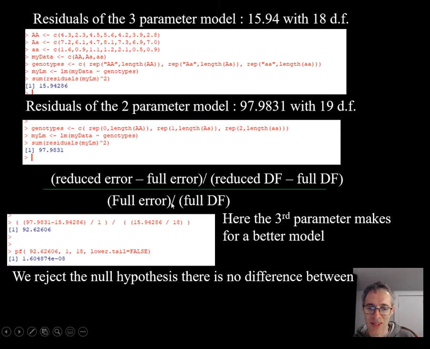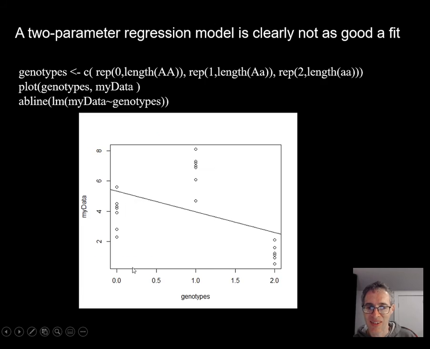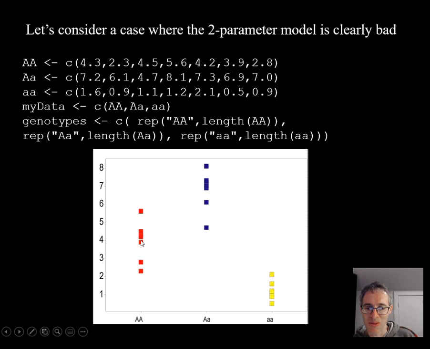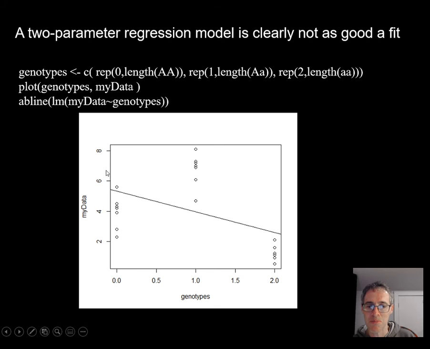And when I just grind this through the same formula in R, this number minus this number, divided by the difference in the degrees of freedom between the models, which is 1, divided by the full error divided by 18 still, now I get this. And now when I ask, is there a difference between the 2 models, I reject that null hypothesis very, very strongly. So clearly this model, where I have means for each one of these groups, is much better than this model.